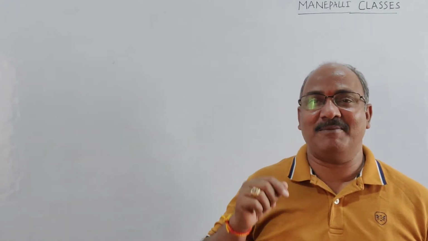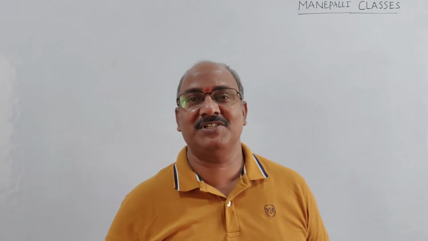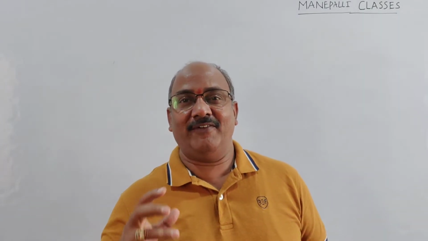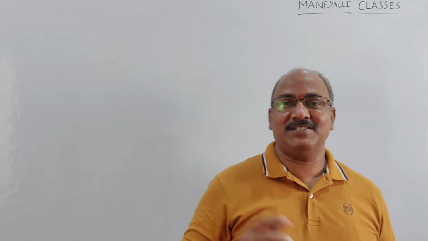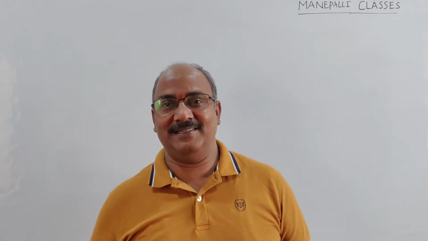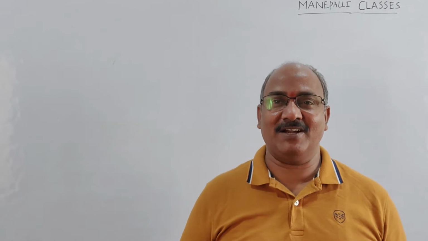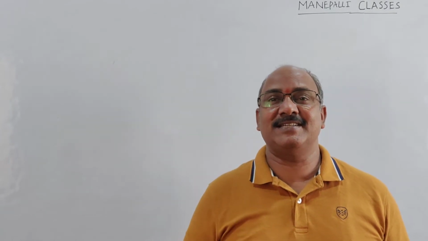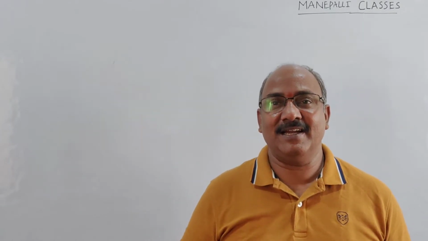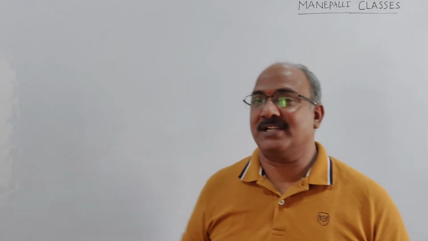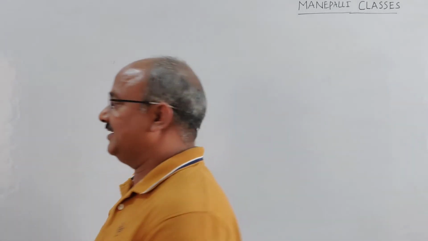In this class, I am going to explain you about the relative positions of circles. If two circles S equals 0 and S dash equals 0 are there in a plane, with their centers C1 and C2 and radii R1 and R2, and D is the distance between their centers. Let us see how the two circles are positioned.